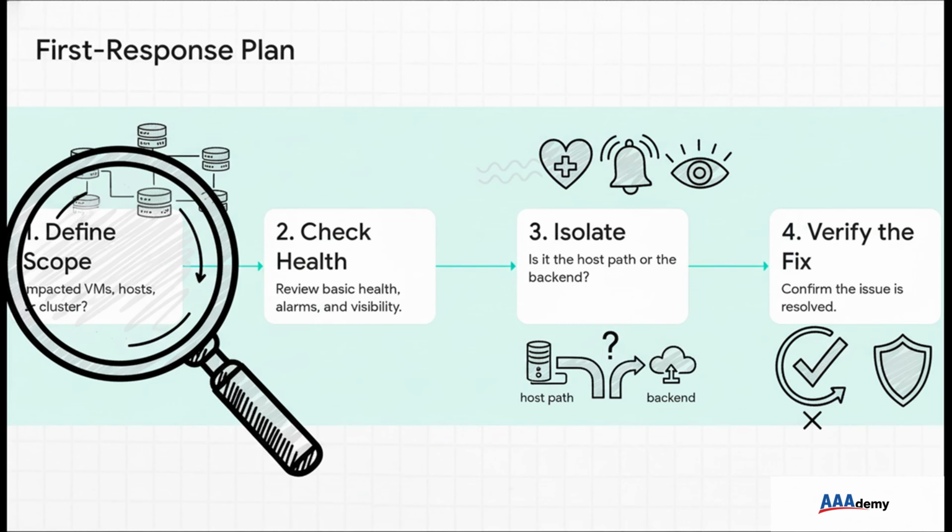So instead, here is your safe, four-step first response plan. 1. Define the scope. 2. Check the basic health and visibility. 3. Isolate the problem down to either the host path or the backend. And 4. Always verify the fix. Make sure the problem is actually gone and that your solution didn't create a new headache.